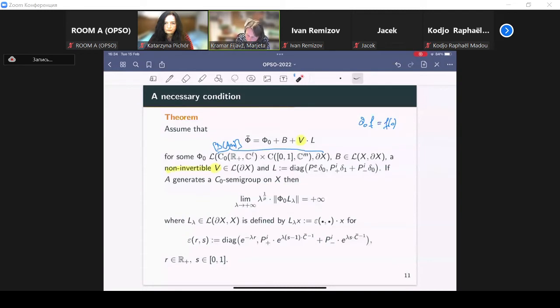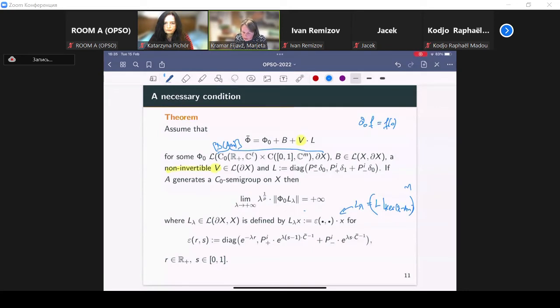Okay. And now what our result says is that if A is a generator, then this limit does not exist. And in this limit, there is some L lambda. This L lambda is computed explicitly for our case, but it is nothing else but the so-called Dirichlet operator from Greiner's theory. So it is like this: the inverse of L restricted to the kernel of lambda minus m.